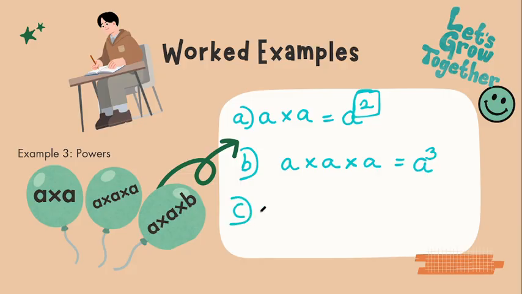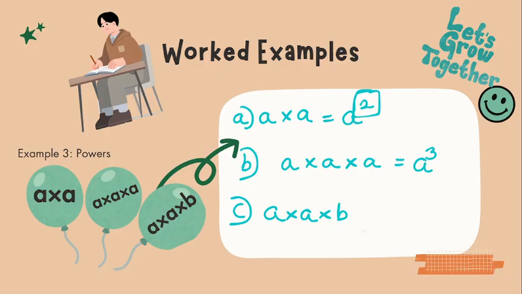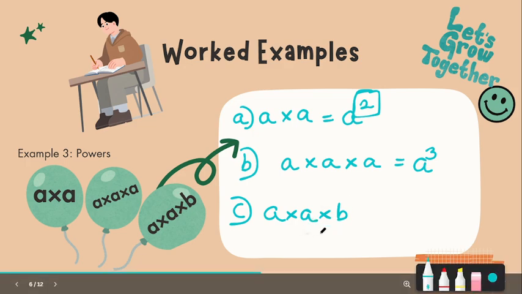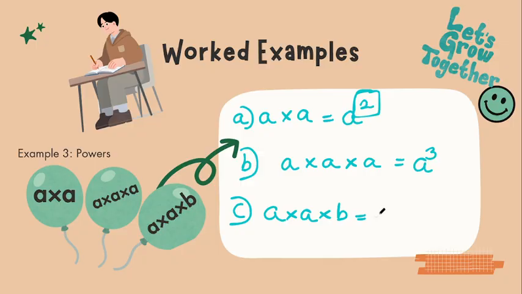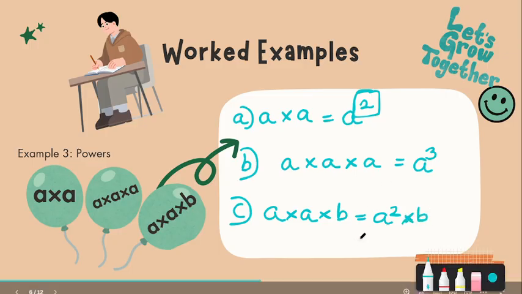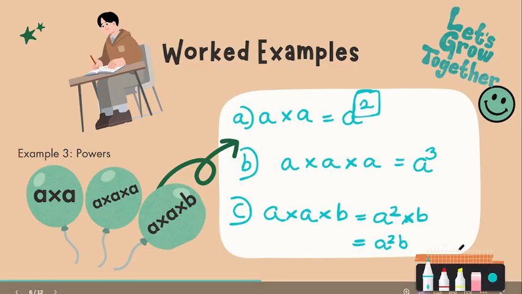Well done. C. A times A times B. Now we can see there's a problem, right? Because we know A and A, so we can combine them, but B is not a common letter because they are different letters. First let's combine what we know. A times A gives A squared, multiplied by B. So the answer is A squared B. If you don't know unknown terms, simply keep them the same way that they were. So it's going to be A squared B.